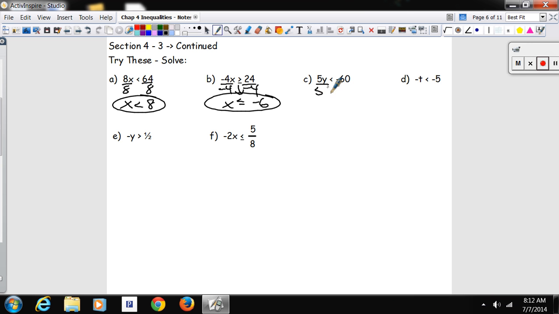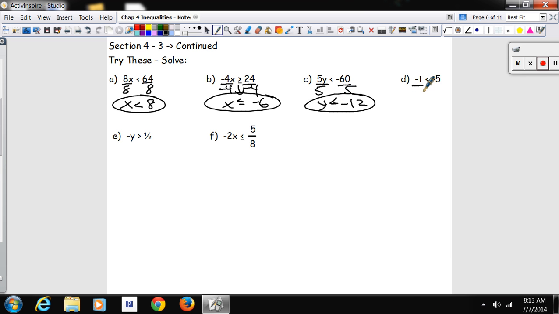Divide by 5 on both sides. You get y is less than negative 12. This time the sign does not change. I did not divide both sides by the negative number. I divided both sides by a positive. 60 was already negative, so they had to be different. They had to be a negative 12.